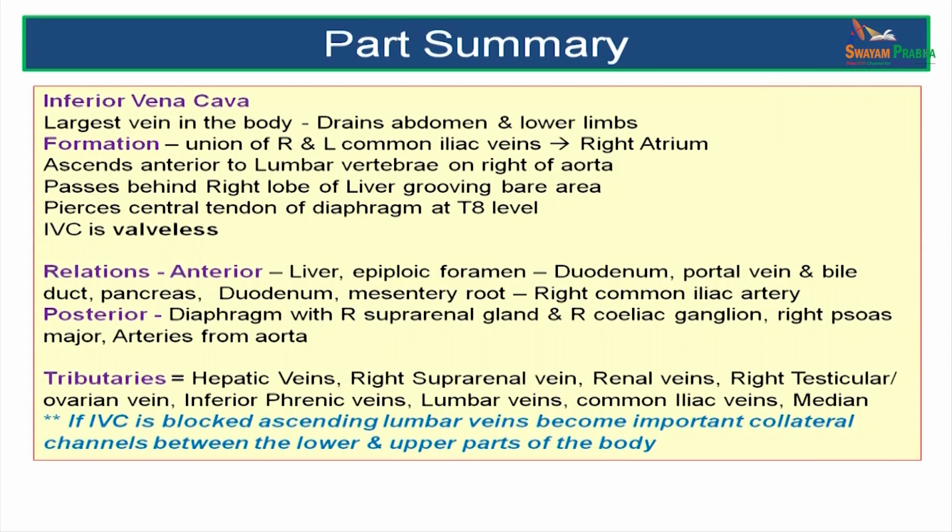If the inferior vena cava is blocked, ascending lumbar veins become important collateral channels between the lower and upper halves of the body.